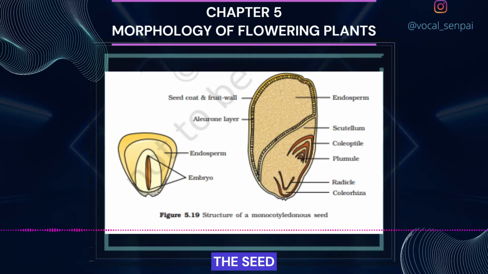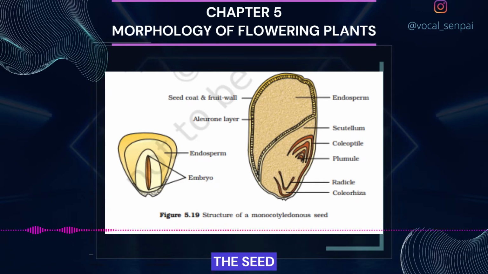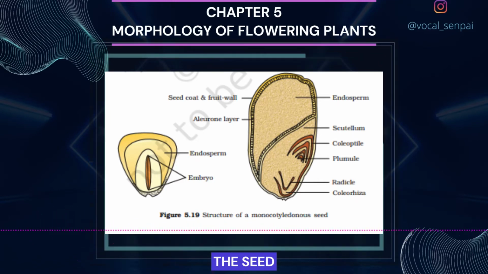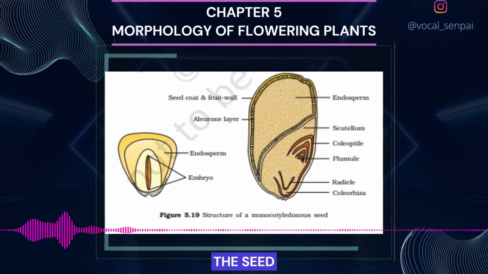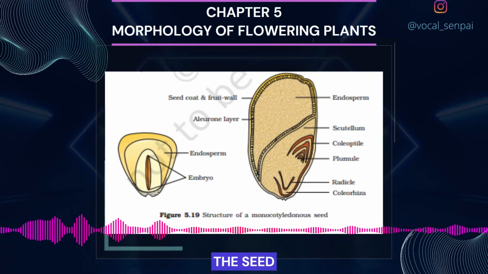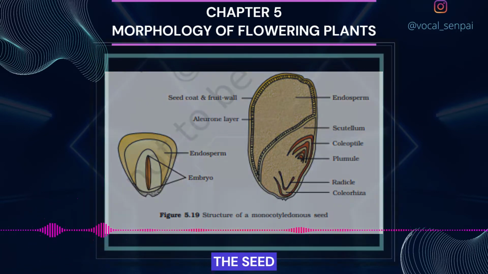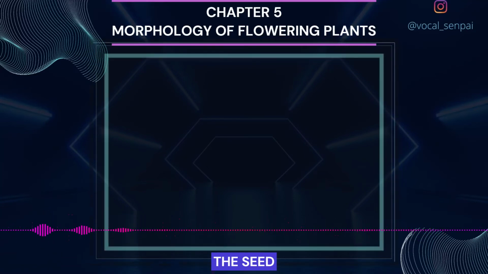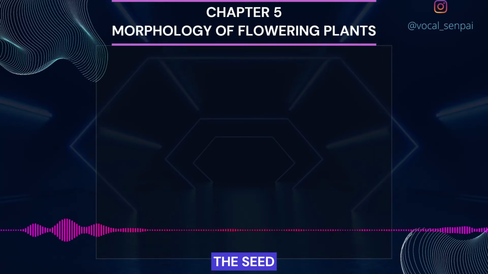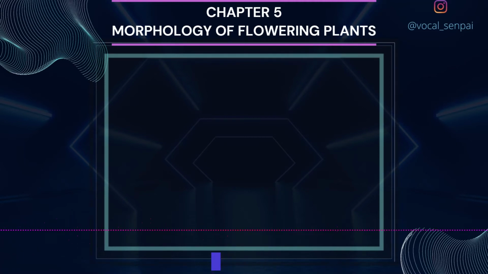The embryo is small and situated in a groove at one end of the endosperm. It consists of one large and shield-shaped cotyledon known as scutellum and a short axis with a plumule and a radicle. The plumule and radicle are enclosed in sheaths which are called coleoptile and coleorhiza respectively, figure 5.19.